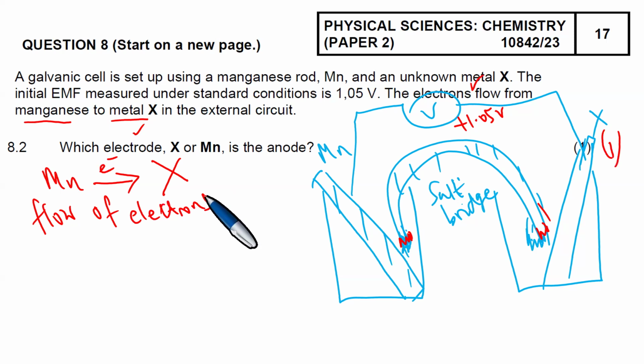So let us answer this question, because you just need to look at the flow of the electrons. What you are told is that the electrons flow from manganese, and therefore it means that manganese is the anode.